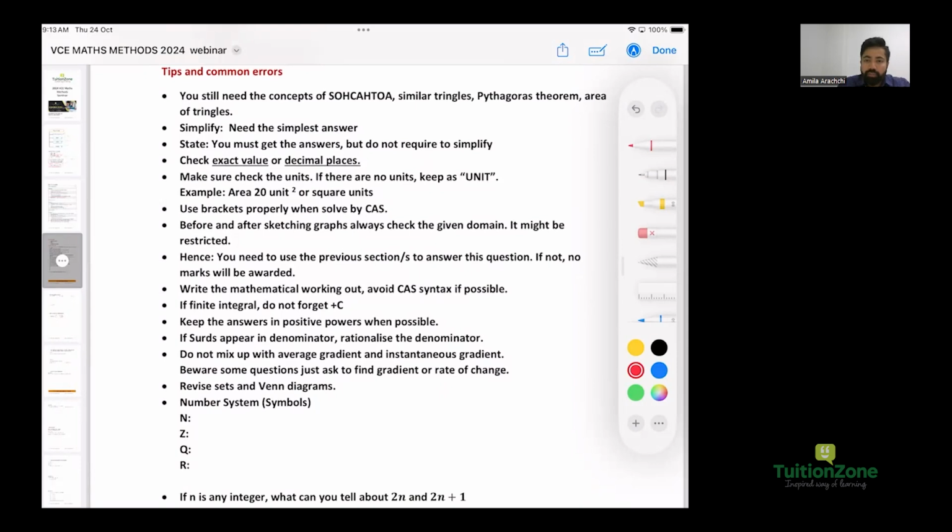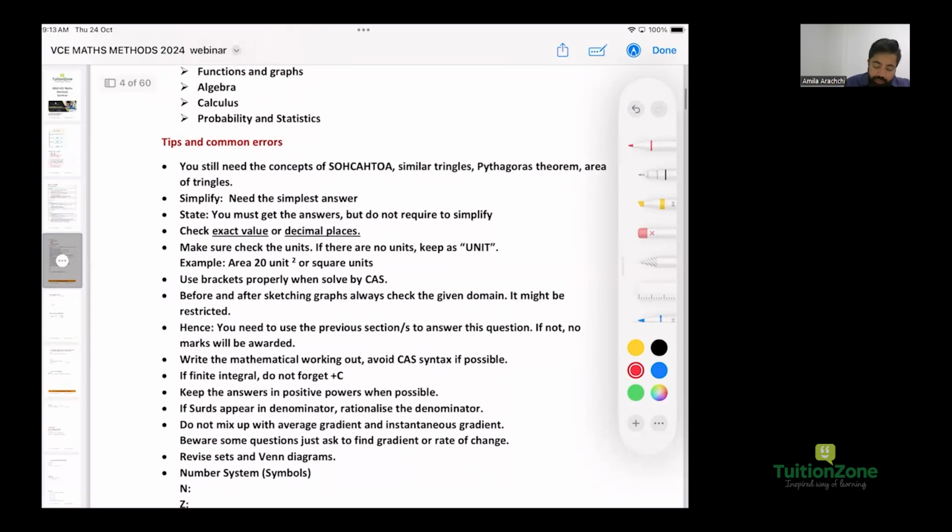First one, Sokotoa. I think we know what they are, but revise them, because we only think we know them. We have done them in Year 8, Year 9, Year 10. Yes, we know it, but still pick a few questions and try them, because if you haven't done them for a long time, when you get a question, you get confused.